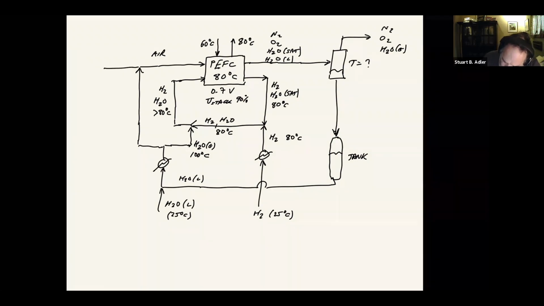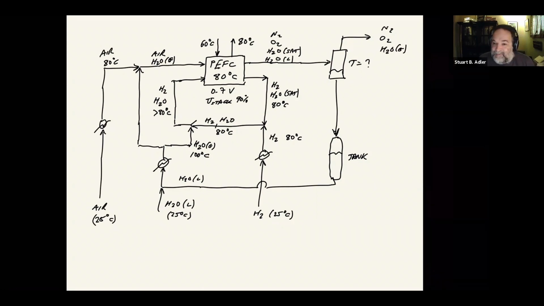And that's going to combine with dry air. And the dry air, we're probably going to preheat to keep it at 80 degrees. So here's air at 25C, and we're going to preheat this. So this is air at 80 degrees. And then this is going to be air and H2O gas because we're going to inject some steam. And then that goes into the fuel cell.